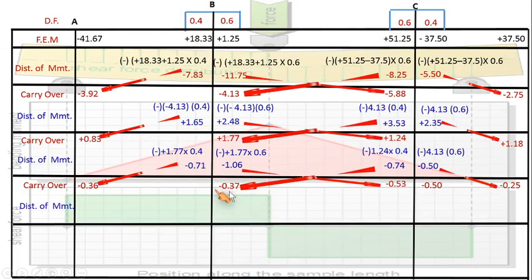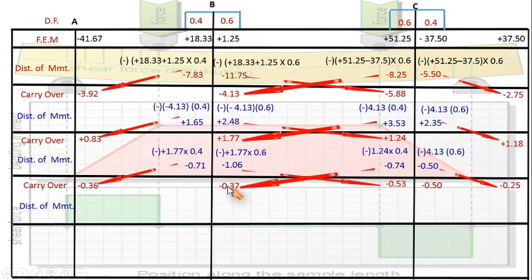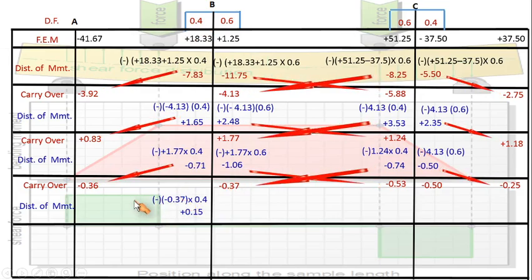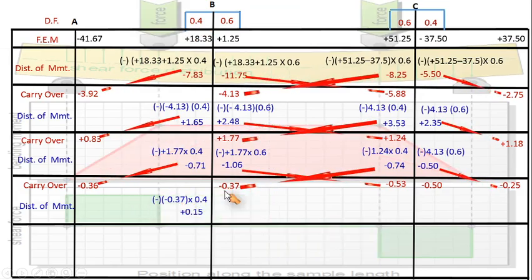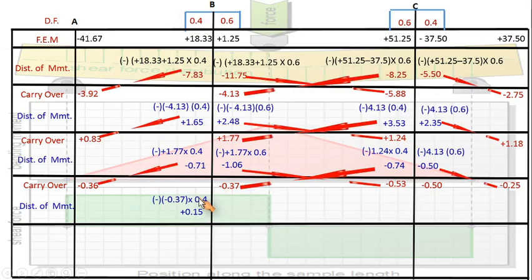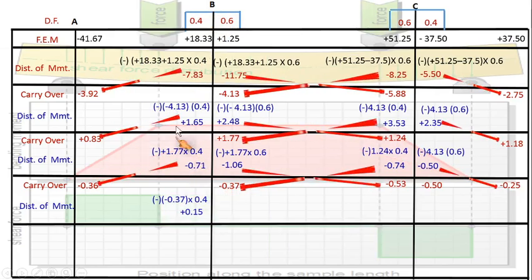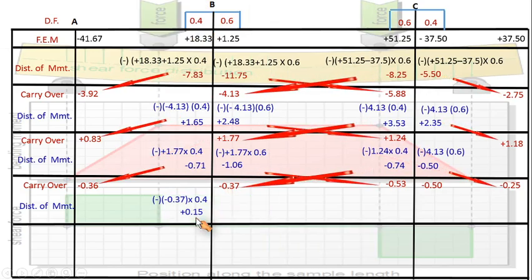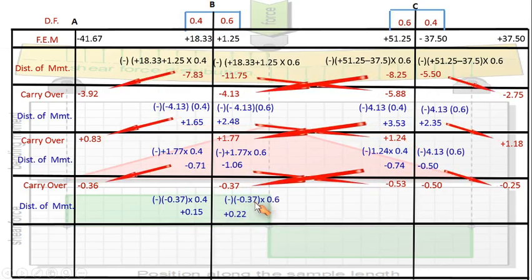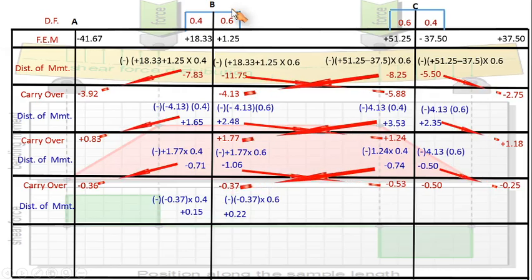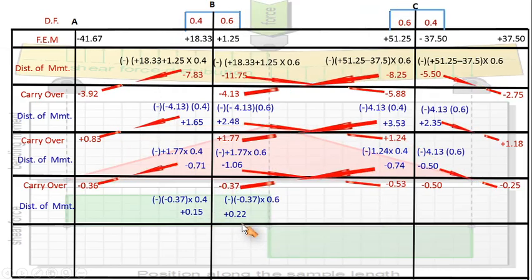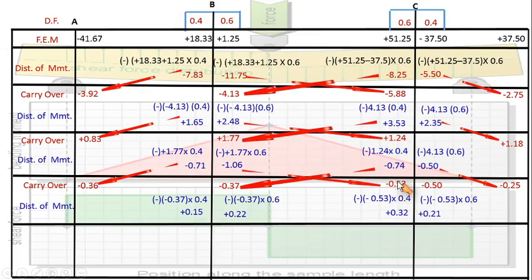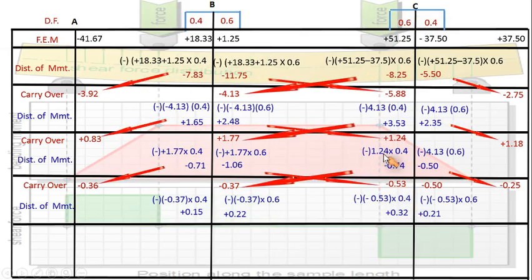So again the unbalanced moment about joint B multiplied by the negative of the distribution factor on that individual span. Is it okay? So minus 0.37 into negative of 0.4, distribution factor BA. So that comes out to be plus 0.15. Similarly for this, again this into minus of 0.6, so it comes 0.22. Similarly for the C joint, this into minus 0.6.